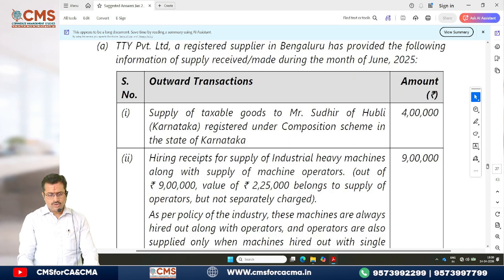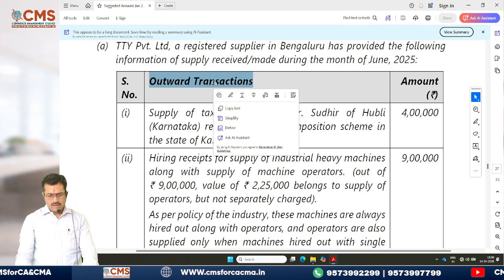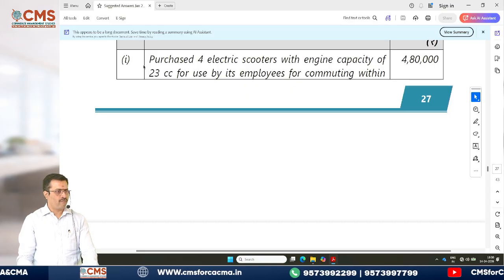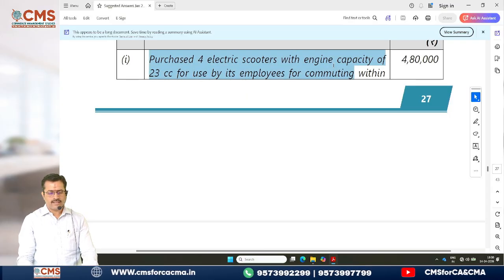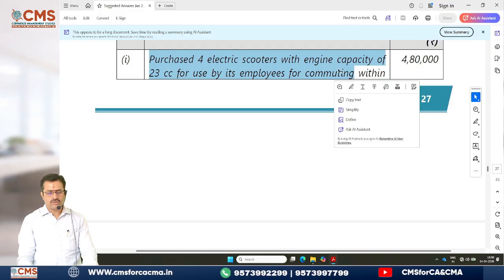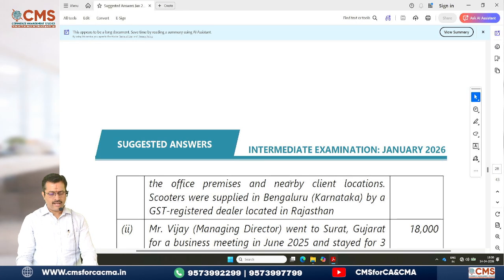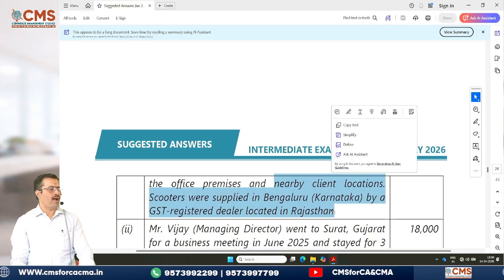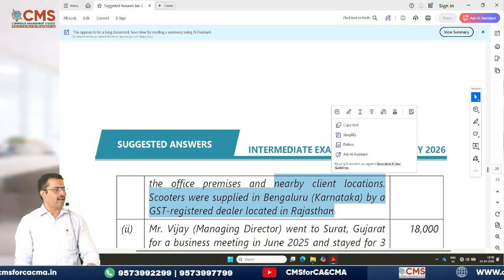See, to avoid confusion, above it was outward. Now, it is inward. What he says: purchased 4 electric scooters with the engine capacity of 23 cc for use of its employees for commuting within the office premises and nearby client locations. Tell me, are the vehicles used in the course or furtherance of business? Definitely yes, ITC we can claim.